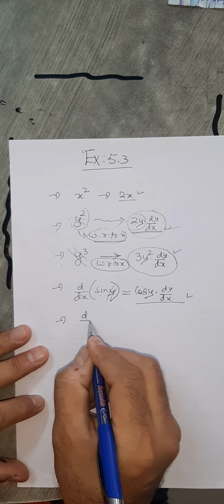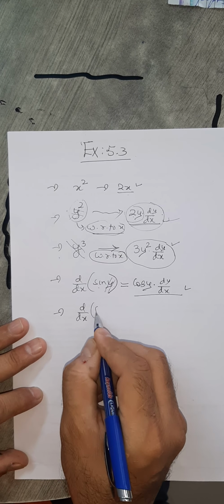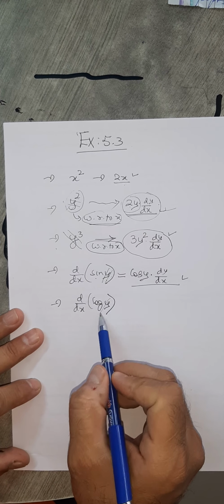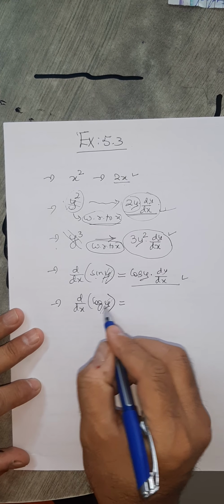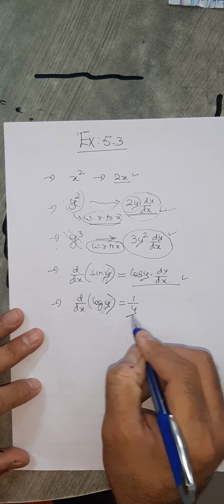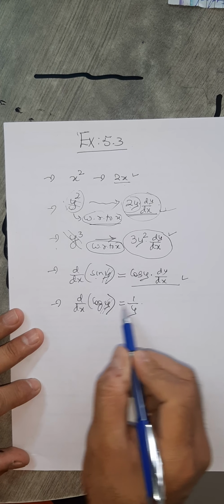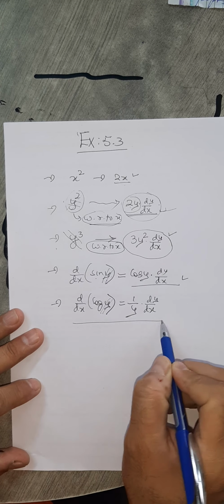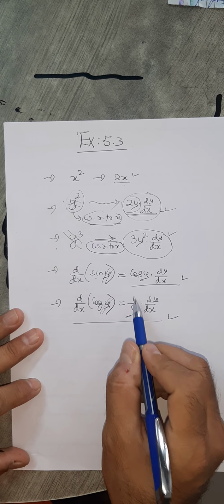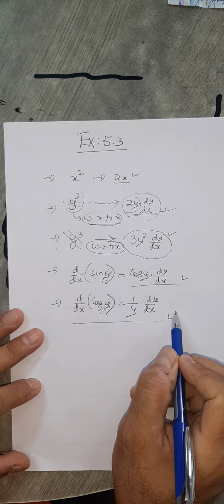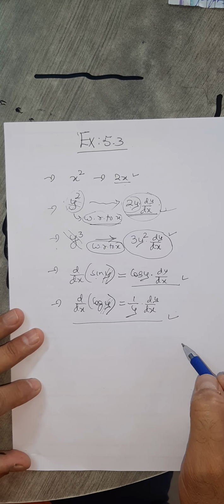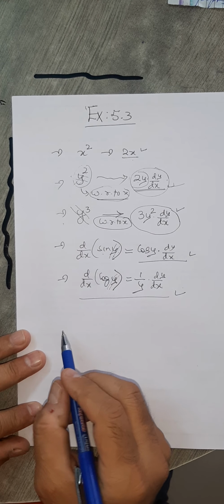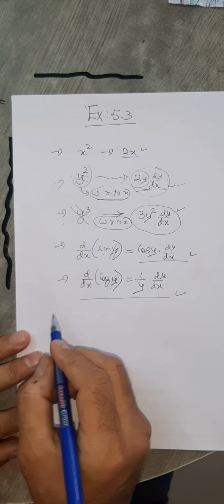Same way, suppose I want d by dx of log y. So what I'll do, imagine y as x. So what's the derivative of log x? 1 upon x. So 1 upon y into, by chain rule, d by dx of y, that is dy by dx. So what's the derivative of log y? 1 upon y dy by dx with respect to x. With this clarity, I'll go to first question. Remember, this is very basic.